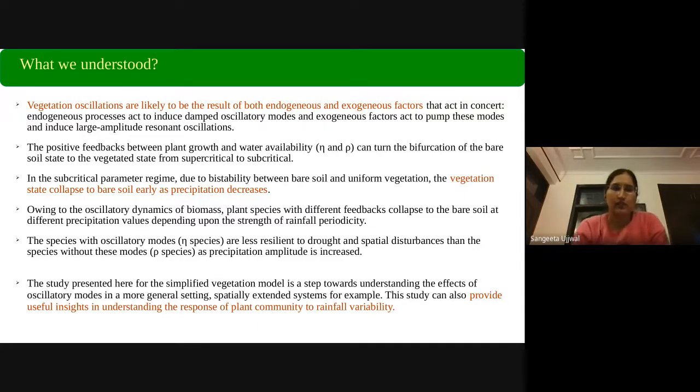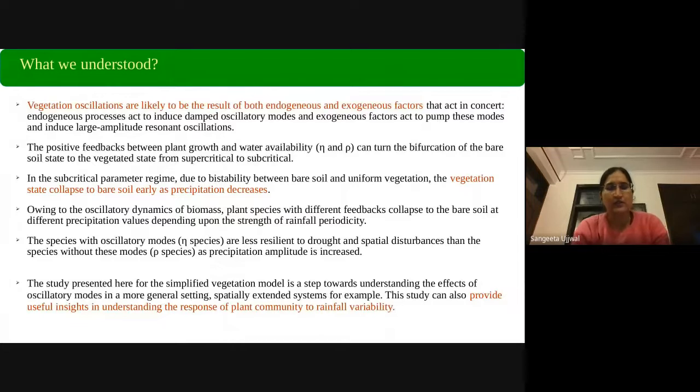We also saw that the positive feedbacks between plant growth and water availability, represented by these two parameters, eta and rho, can turn the bifurcation of bare soil state to the vegetated state from supercritical to subcritical. And in the subcritical parameter regime, due to the bistability between bare soil and uniform vegetation, the vegetation state collapses to bare soil much earlier as the precipitation decreases.